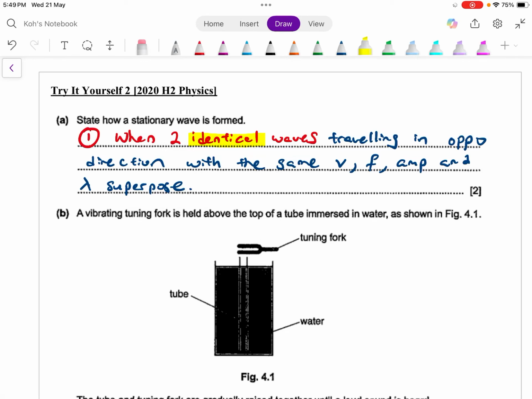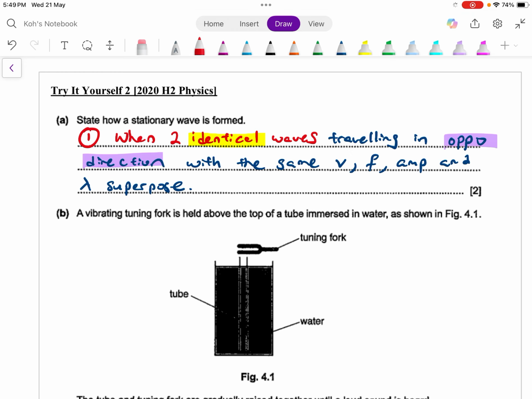Alright, so let's go through the 2020 H2 Physics question. So the very first part, they ask us to state how a stationary wave is formed. For these 2 marks: when two identical waves traveling in opposite directions with the same speed, frequency, amplitude, and wavelength superpose, this will cause a stationary wave to be formed.